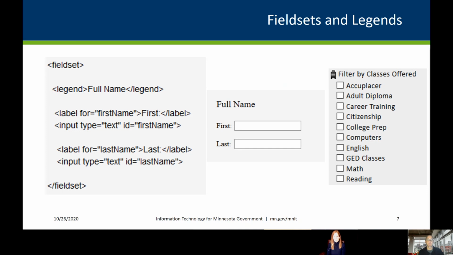In this example, the input tags are embedded within the fieldset tag and include a legend tag that gives a proper label for the grouping. The legend gives the proper context to assistive technology readers to help the inputs make sense. In this fieldset, the legend is full name, and both first and last name are the inputs included along with the proper label tags for each.